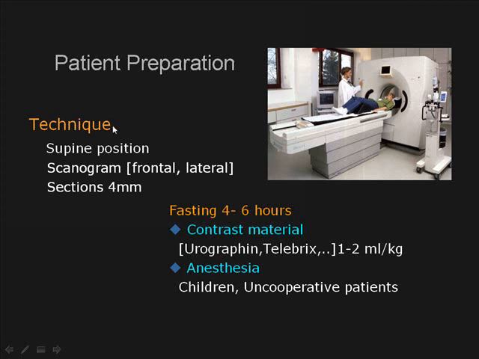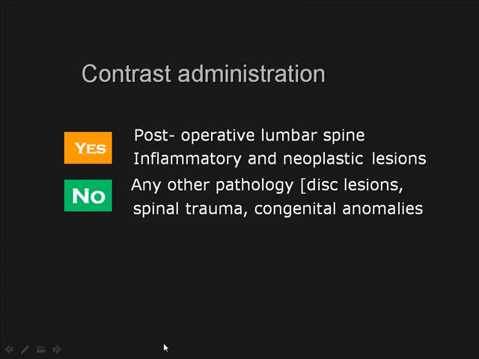Then the technique of examination: you put the patient in the supine position on the machine. Then you obtain what's known as the scanogram, which is the scout view for the spine. Then you start your sections, and the sections should be taken every 4 millimeters. And then you may ask when to inject the patient with contrast, and these are the indications.